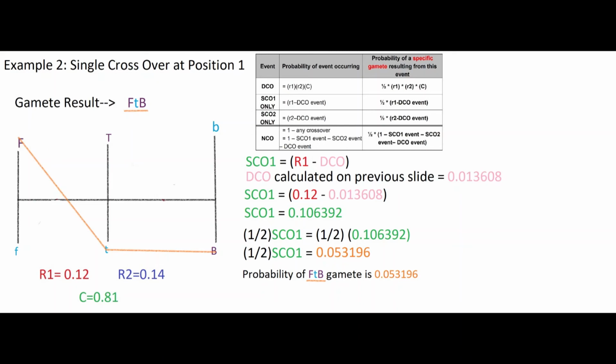Here's another example. A gamete containing the alleles for magenta, short tail, and bark requires a single crossover event at position 1. The probability of this gamete is determined by taking the difference between the recombinant frequency at position 1 and the probability of a double crossover event. Then multiply this number by 1/2 to account for the 2 possible gametes.